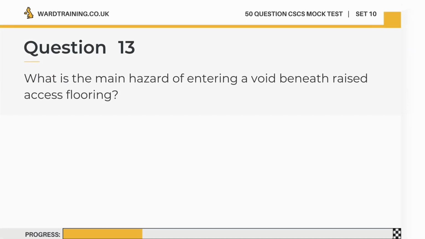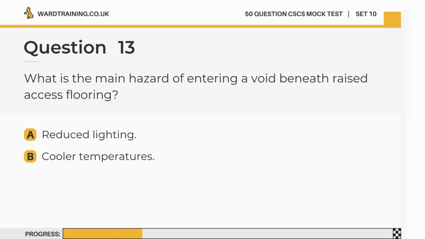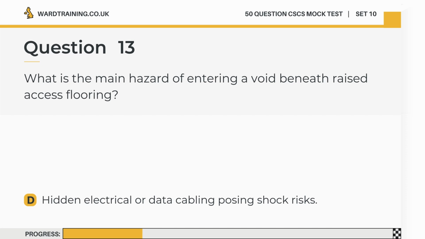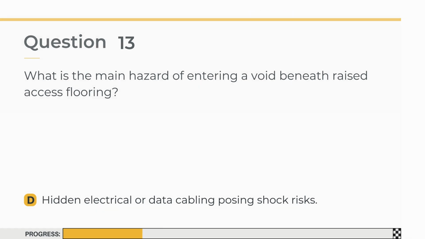Question 13. What is the main hazard of entering a void beneath raised access flooring? A. Reduced lighting. B. Cooler temperatures. C. Loose insulation. D. Hidden electrical or data cabling posing shock risks. The correct answer is D. Hidden electrical or data cabling posing shock risks.